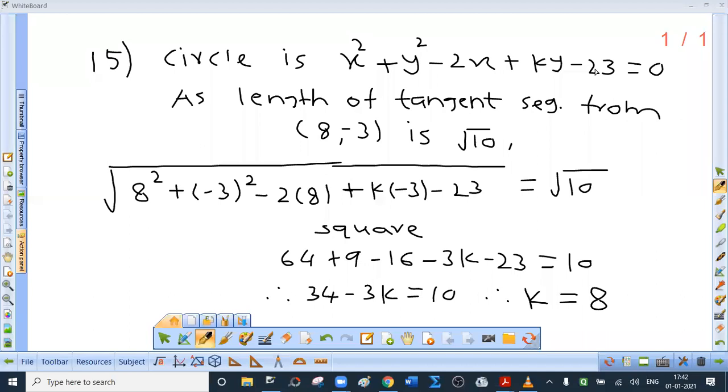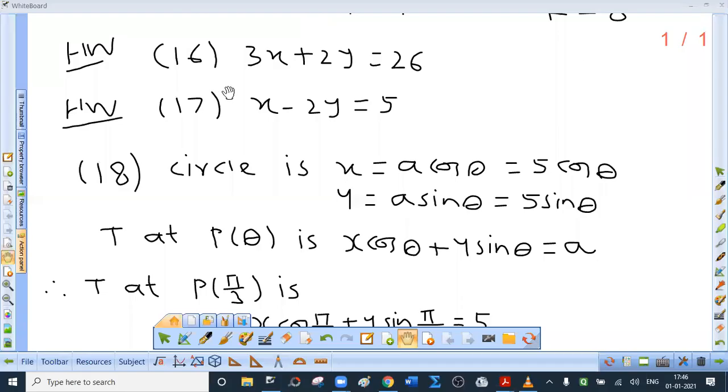15th one. Find the value of k if the length of the tangent segment from the point (8, minus 3) to the circle x square plus y square minus 2x plus ky minus 23 equal to 0 is root 10. So use the formula, equate that with root 10 square. On simplification, you get k equal to 8. 16th and 17th for homework. These are the answers.